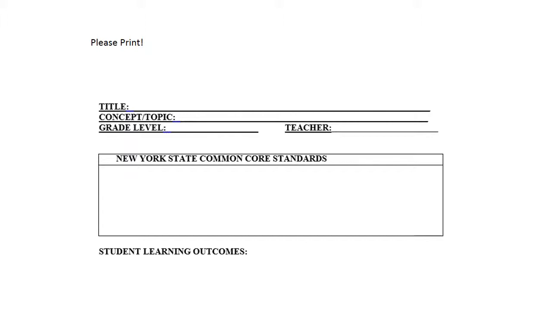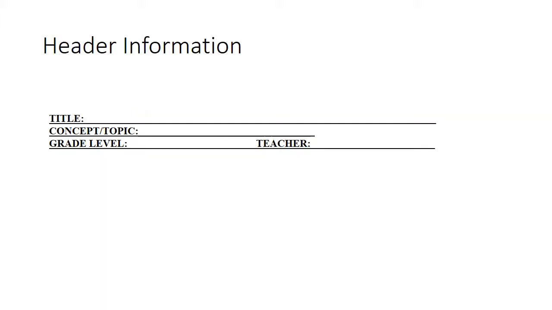I'm assuming now that you have the template in front of you. If you look at the top of it, you'll see sort of a header section. At the top, it'll say title, concept topic, grade level, teacher, etc. There'll be a box for the New York State Common Core Standards and student learning outcomes. Let's take a look separately at that header information.